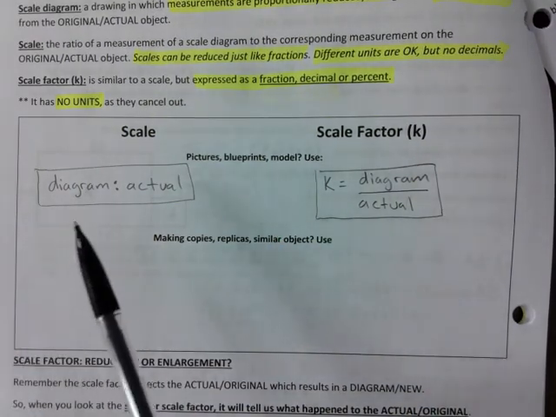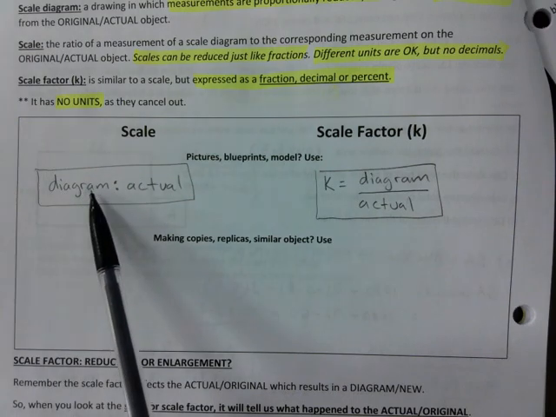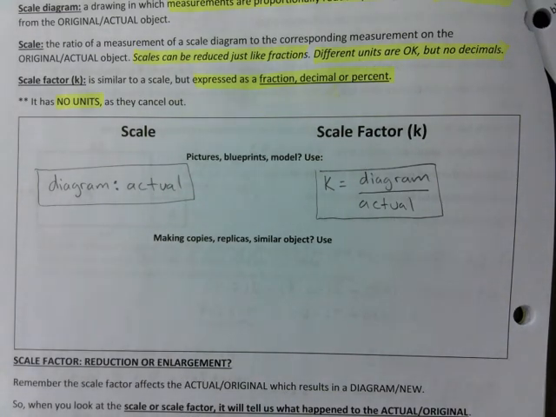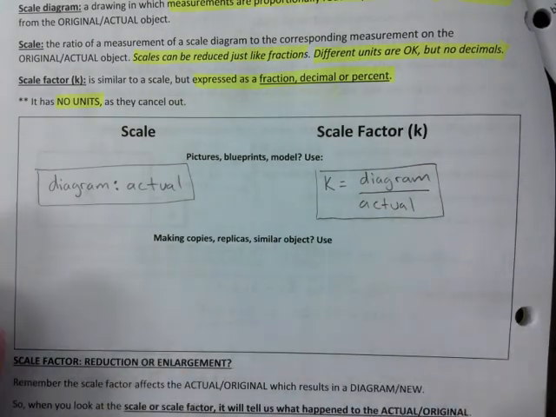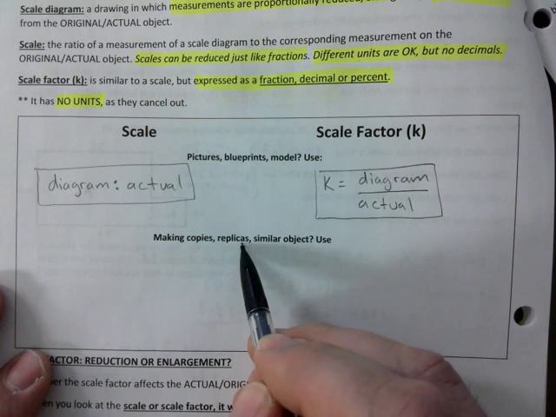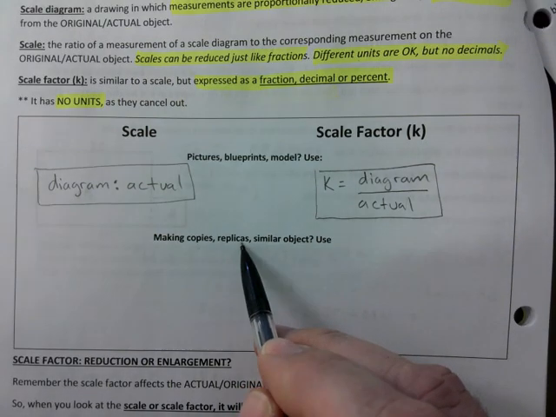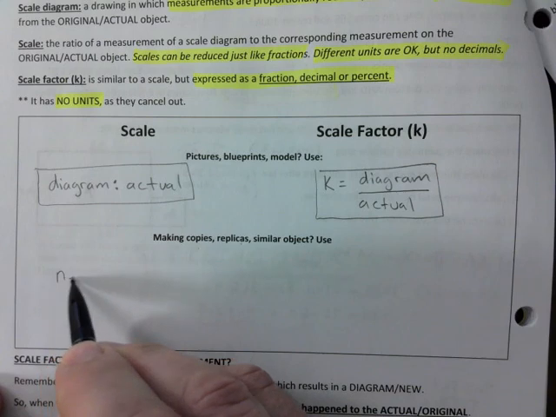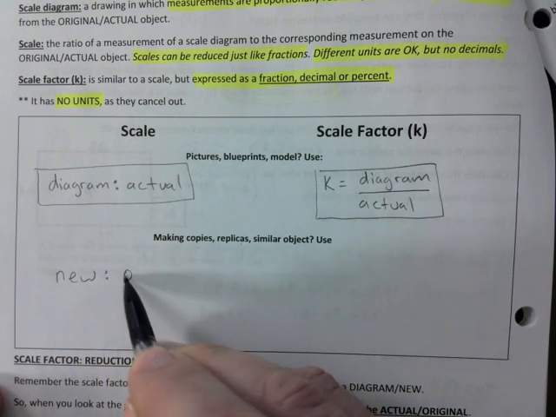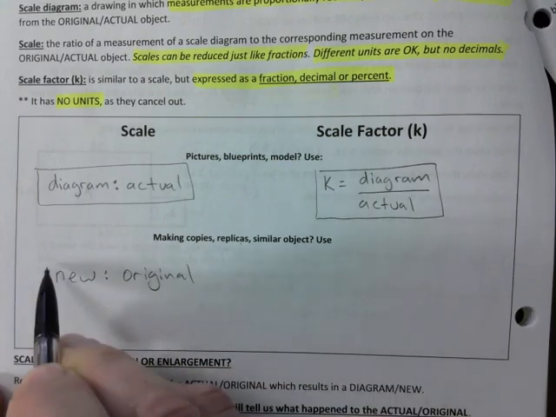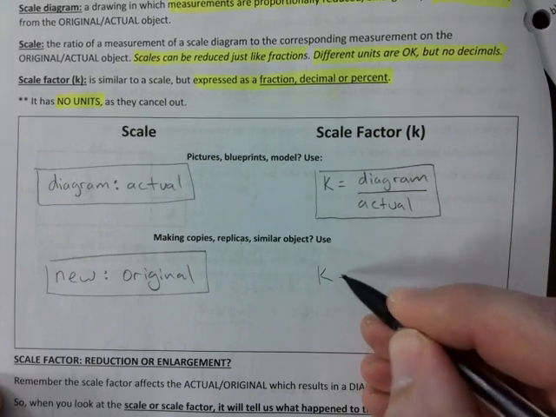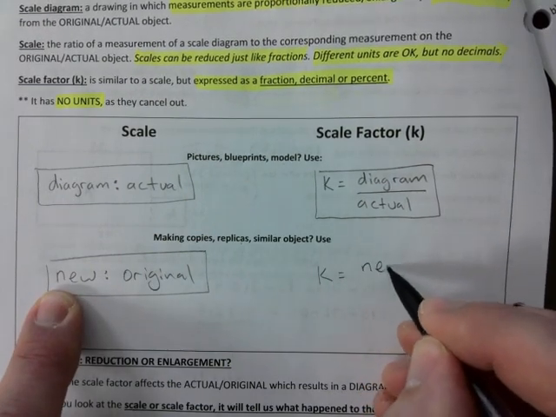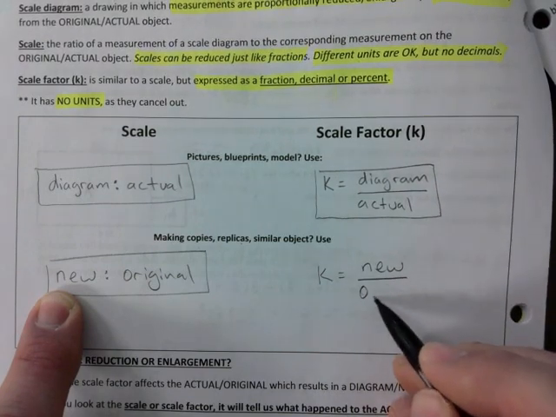So I need to specify. If you have the length of a car in a picture, you'd compare it to the length of the actual car in real life. That's what I mean by that. And a scale factor looks like this. If you're making copies, making replicas, starting from an original and making a new one, I use the wording as follows: new versus original. And K, then, with a similar pattern as before, would be new divided by original.